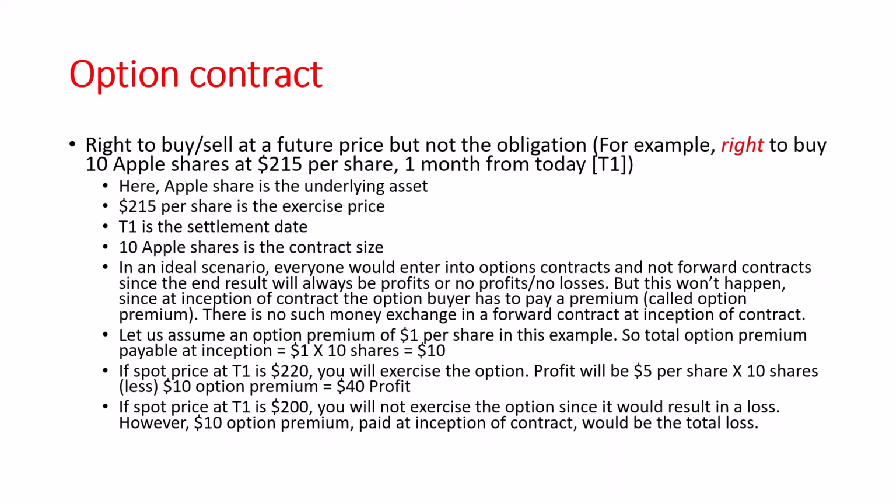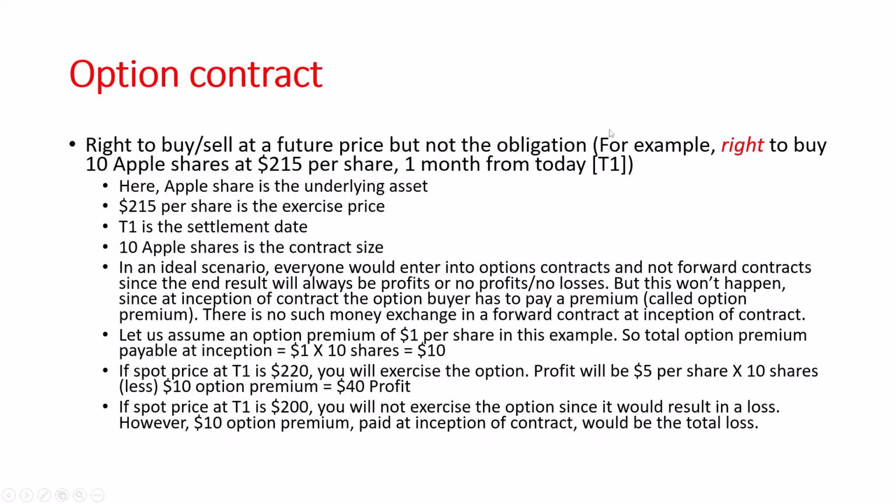Actually, if you see in our previous example that we saw, we had entered into a contract to buy the share of Apple at 215 per share, irrespective of what the price in the spot market is, whether it is 210, 220, 230, 200, we have to carry out the contract. But such is not the case in an option contract. In an option contract, you have the right to buy or sell at the future price, but not the obligation. So we will understand it through this example.